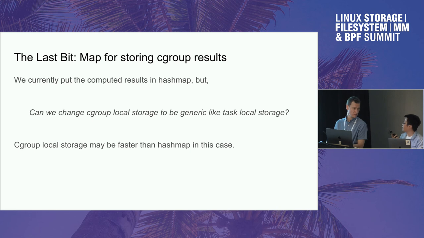I actually don't quite get it. This question was raised by Yosri. I think in my own understanding, cgroup local storage is currently used only for network. It's not generically usable by tracing or other program types. I don't know if that's the case. If that's the case, probably Martin, what I mean. Do you know?